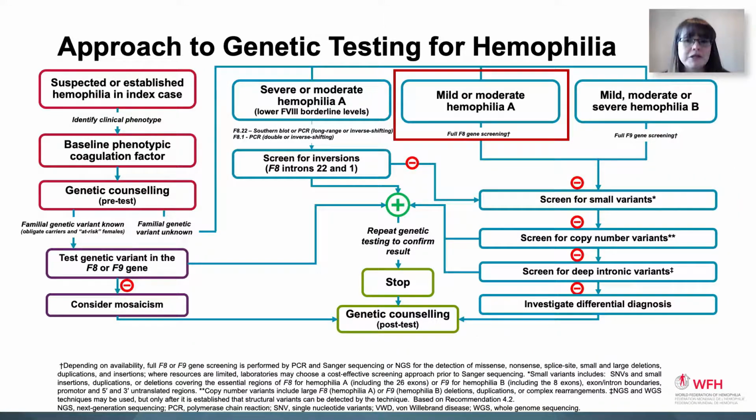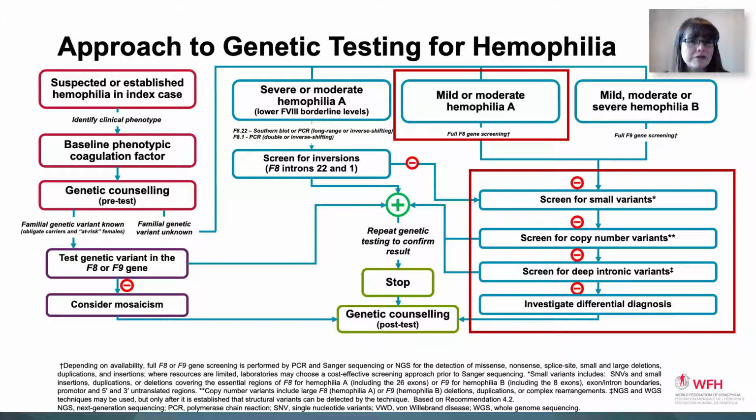For those with mild or moderate haemophilia A, so the moderates are 1 to 5 international units per deciliter, and mild haemophilia A is greater than 5 international units per deciliter, then we would go for full factor VIII gene screening in the first instance. This group of patients don't have any common mutational mechanisms associated with them. So we would look for the full factor VIII gene of the 26 exons, the splice site boundaries, and the 5' and 3' untranslated regions. And again, we would follow the flow chart looking for the small variants. Then we'd look for copy number variants in these individuals, so looking for large deletions or duplications.